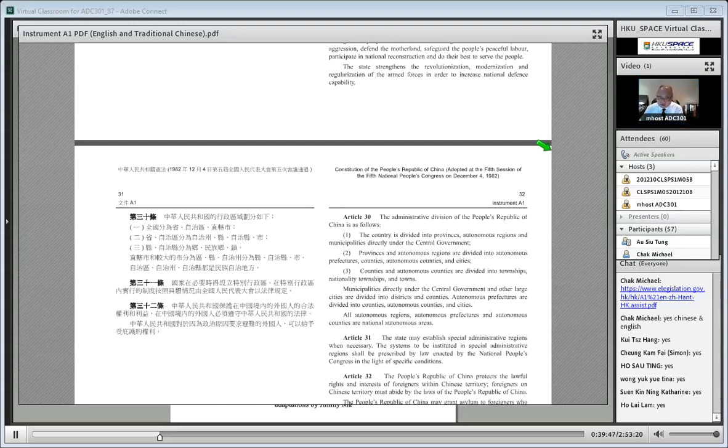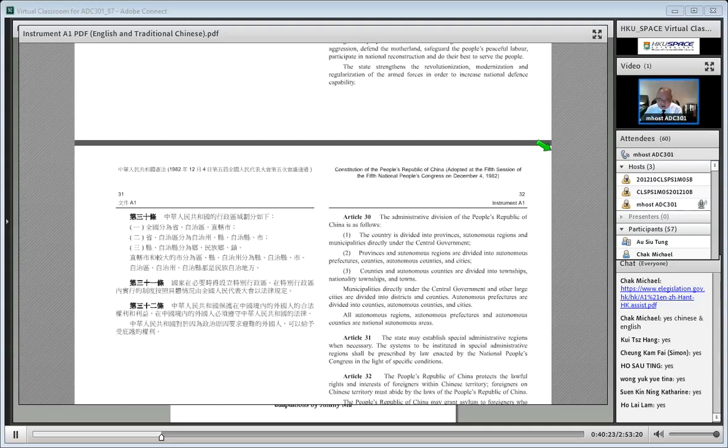So following that, the top level of administrative division: provinces, autonomous regions, municipalities. Under the province, they are divided into autonomous prefectures, counties, autonomous counties and cities. Then under counties, it goes on to divide down one level to towns, nationality townships, and towns.